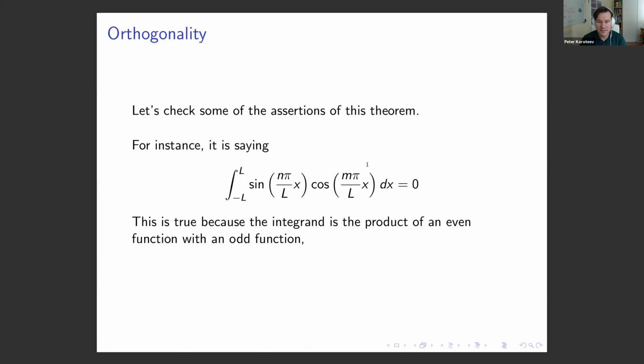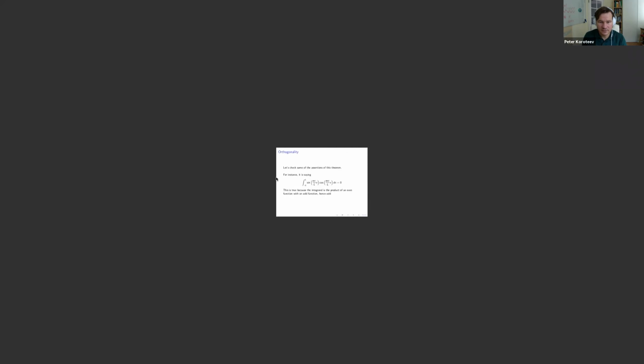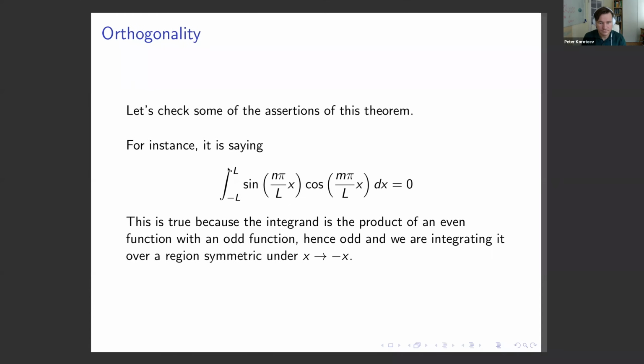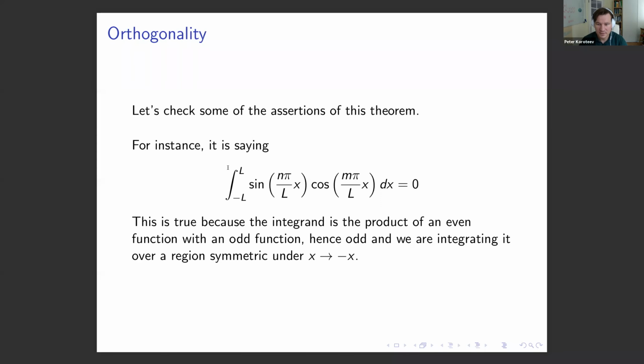Well, the integrand is the product of an even function with an odd function. So it's not surprising, right? So the integrand is odd, and we're integrating it over the symmetric interval. So hence the function is odd, and the integral is equal to 0.